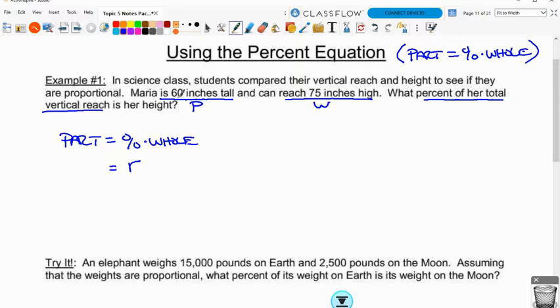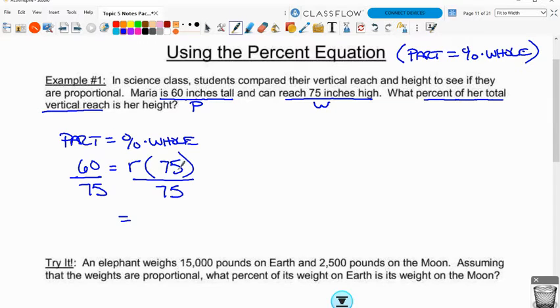So let's plug these values in. The part is 60. R, the rate, the percent, is what we're looking for. And the whole value was the 75-inch vertical reach. 60 equals R times 75. Notice that R is on the right-hand side of the equal sign, and it's not alone. It's multiplying the 75. So to get R all by itself, we're going to have to divide by 75 on the right. And if we do it on the right-hand side, we also have to do it on the left-hand side. Remember, with algebra, whatever you do to one side, you do to the other.